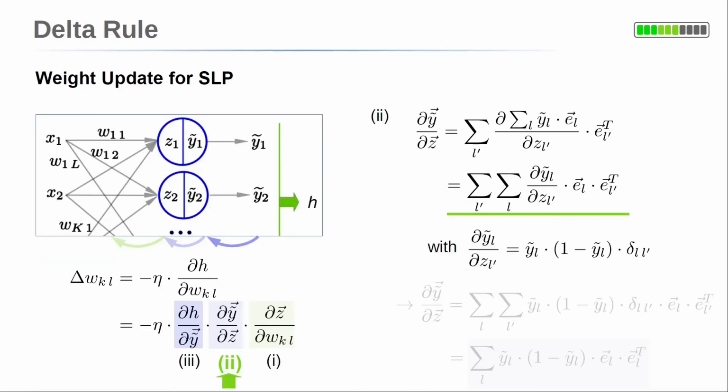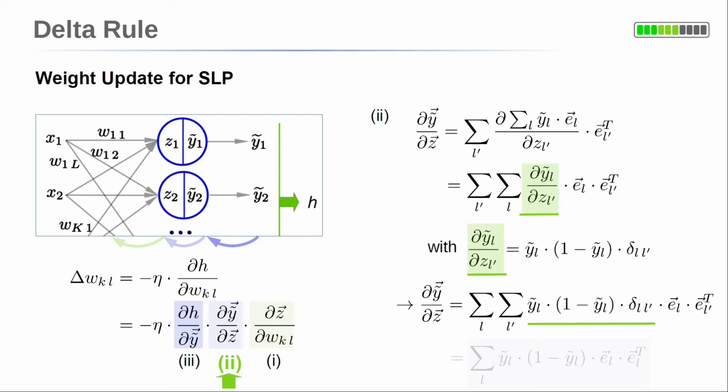The second term of the derivative of vector y tilde with respect to vector z was expressed by the sum over all components L prime and L of the derivative of y tilde L with respect to z L times the Lth unit vector times the L prime's unit vector transposed. The derivative was calculated using the sigmoid activation function, which gives y tilde L times 1 minus y tilde L times the Kronecker delta L L prime.